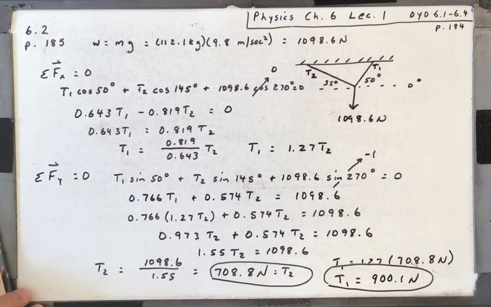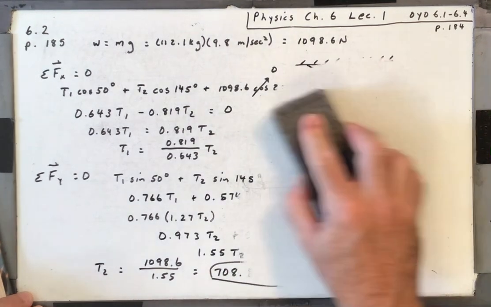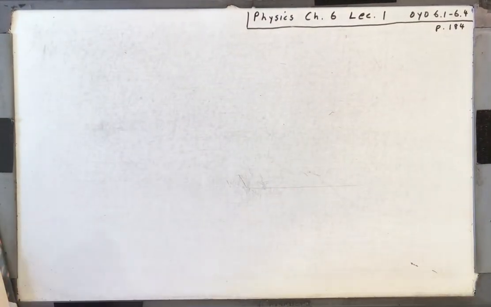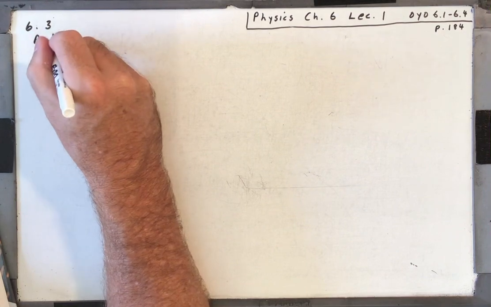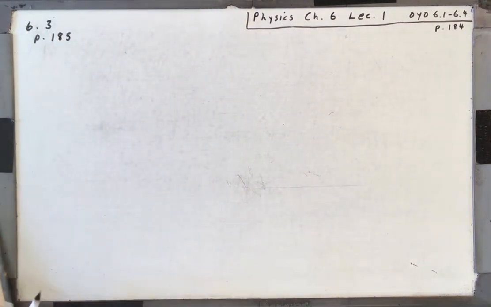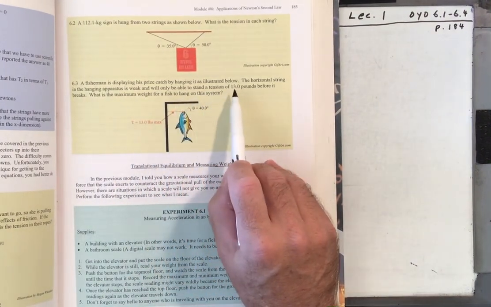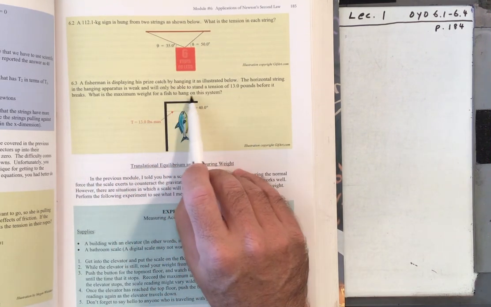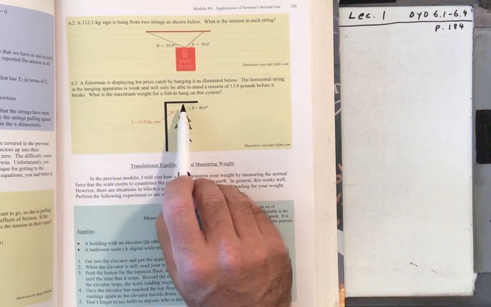All right, well, pause the video if you need to. Pretty long problem there. And we will do 6.3. All right, so right underneath, this one isn't quite as long. So we have a fish. A fisherman is displaying his prize catch by hanging it as illustrated below. The horizontal string in the hanging apparatus is weak and will only be able to stand a tension of 13 pounds before it breaks. What is the maximum weight for a fish to hang on this system?